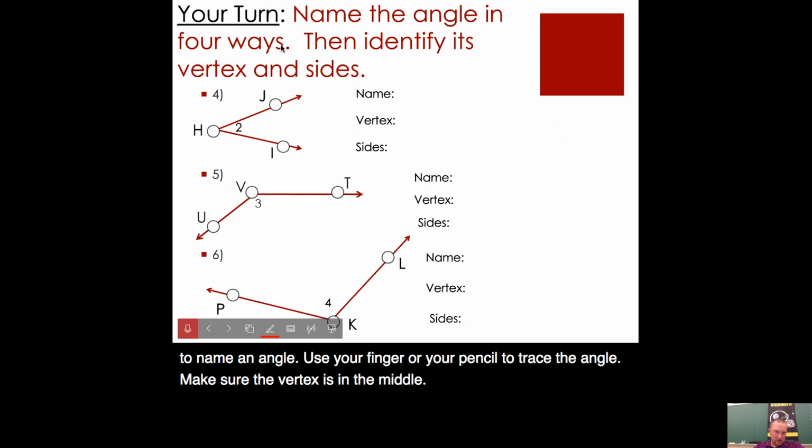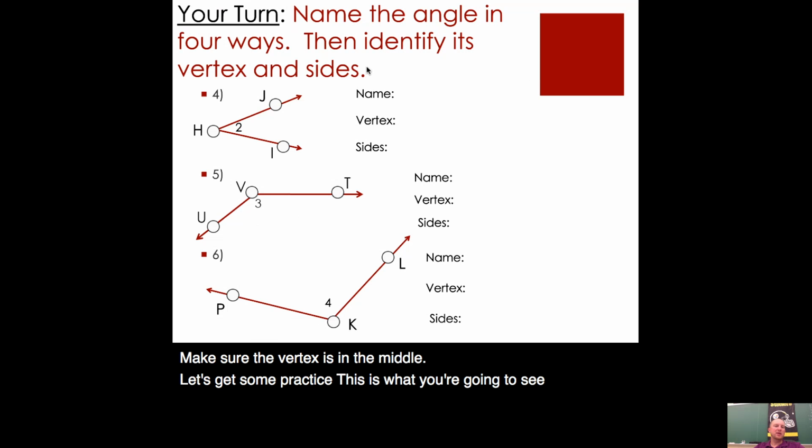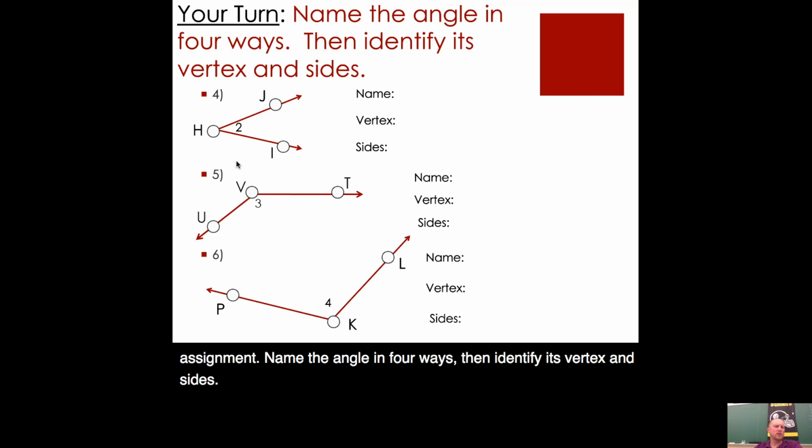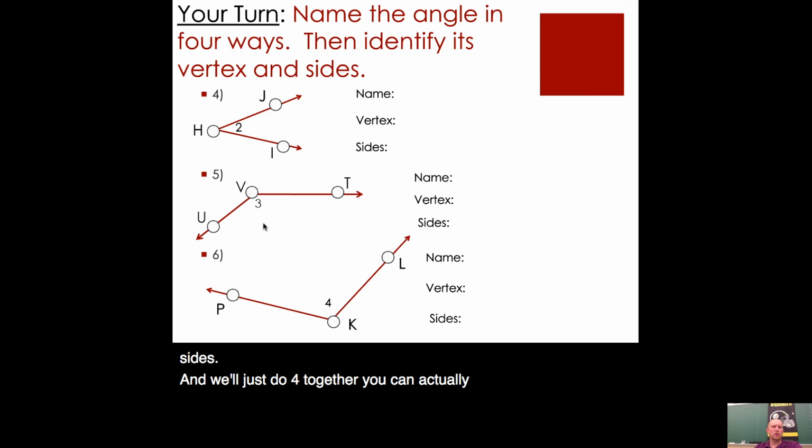Let's get some practice. This is what you're going to see on your assignment. Name the angle in 4 ways, then identify its vertex and sides. We'll just do number 4 together. You can actually do 5 and 6 on your own.